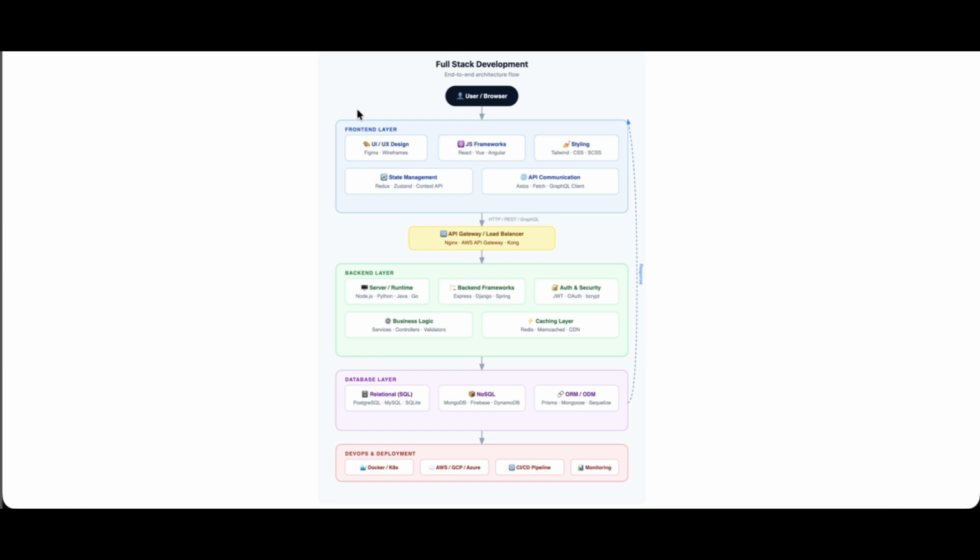Once all those things are completed, we need to deploy it so that we can see it in the browser. That deployment process is called DevOps deployment. It may happen in different ways like Docker, AWS, all those things. This whole part is called full stack development.